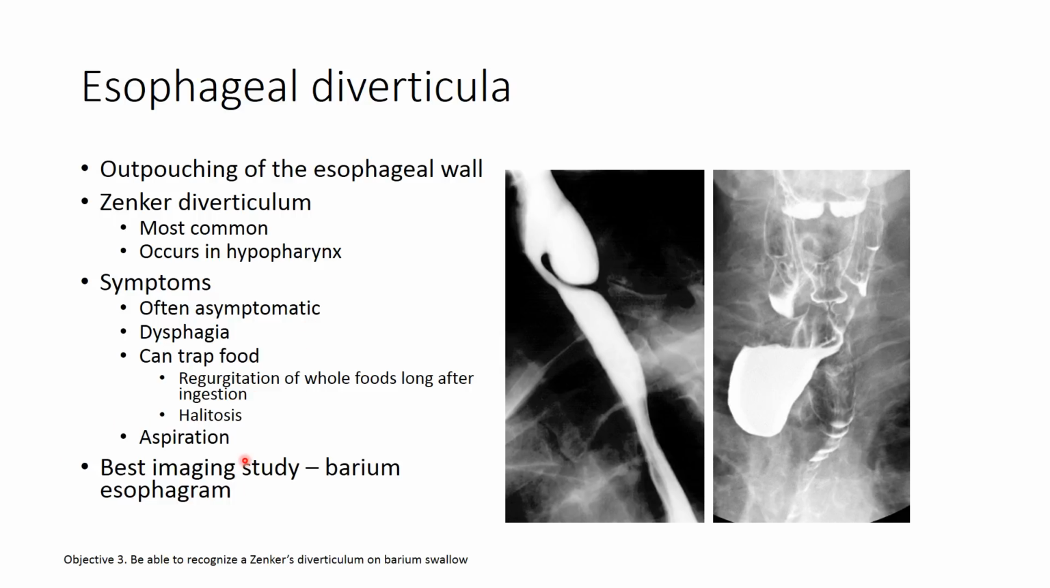They're probably best imaged on barium esophagram simply because endoscopy requires the esophagus to be distended by air, and the endoscopist doesn't always get the esophagus as distended by air as you would like up in this upper esophagus, in the hypopharyngeal portion of the esophagus. So usually barium esophagram is the best way to see this Zenker's diverticulum.